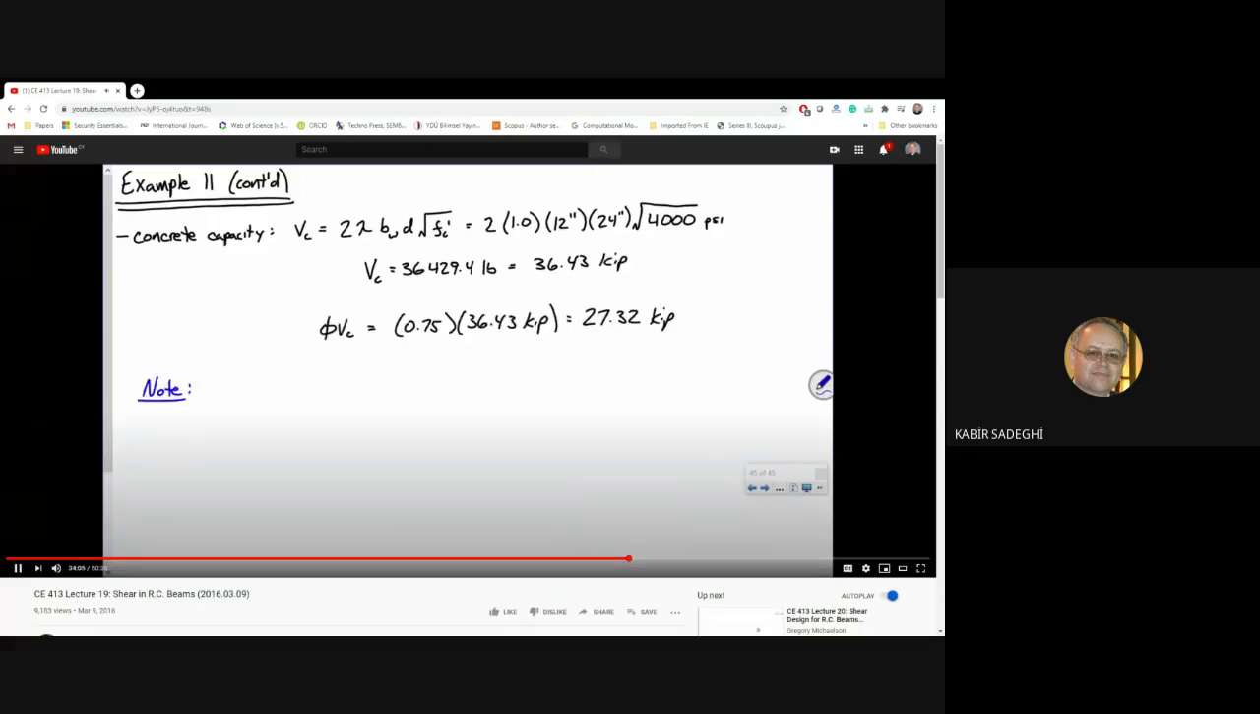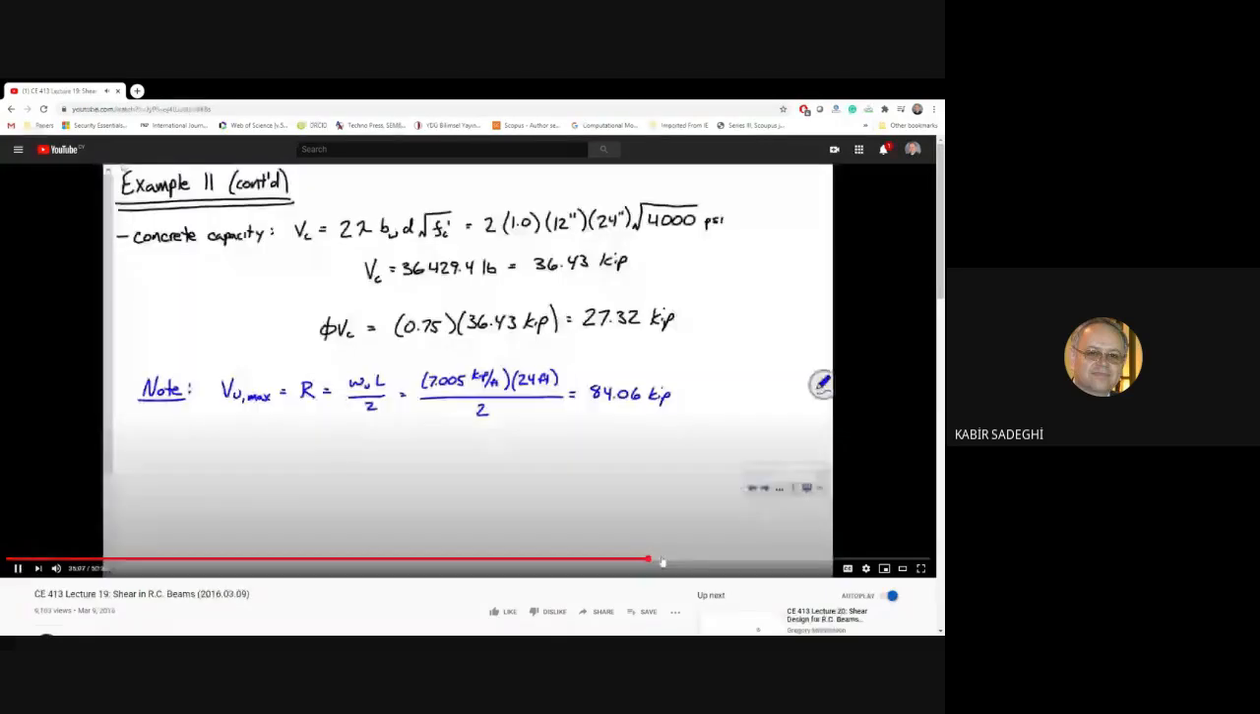We calculate phi VC as the reaction, right? So I'll say VU max is the reaction, which is WU over 2. What is W sub U? We already computed that. What is that? You see, it is its strength. This is how much the concrete can withstand. I'm saying that it is being subjected to this much.